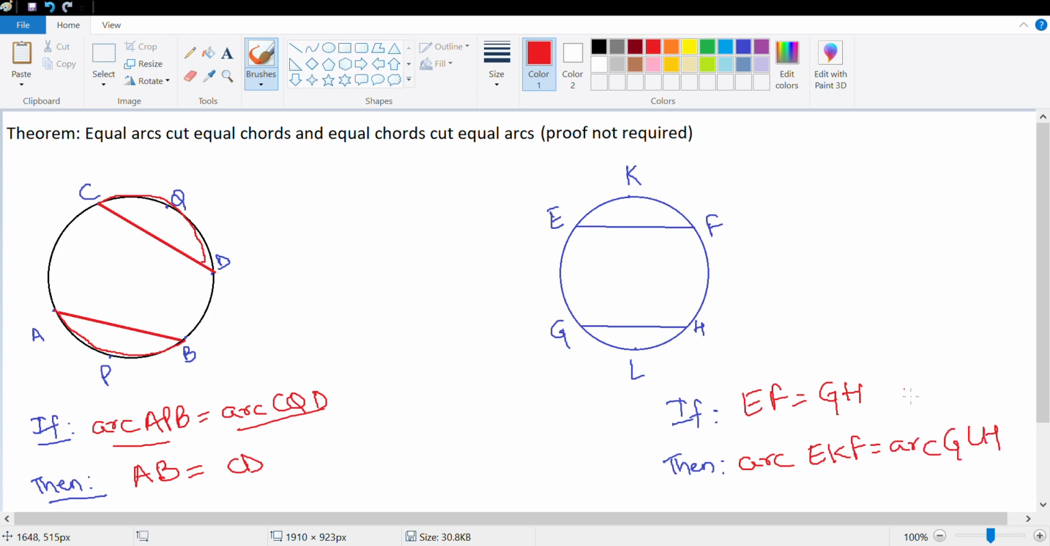This is one of the most important theorems that we'll use in this exercise, which means equal arcs cut equal chords and equal chords cut equal arcs. Let's look at the next one.